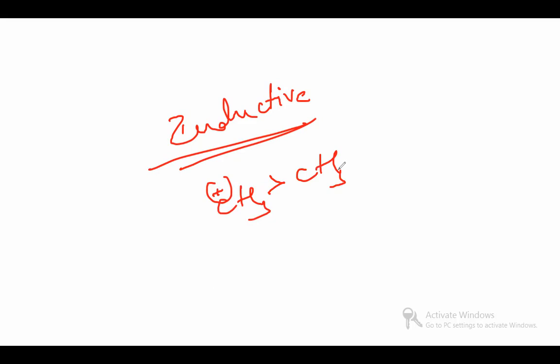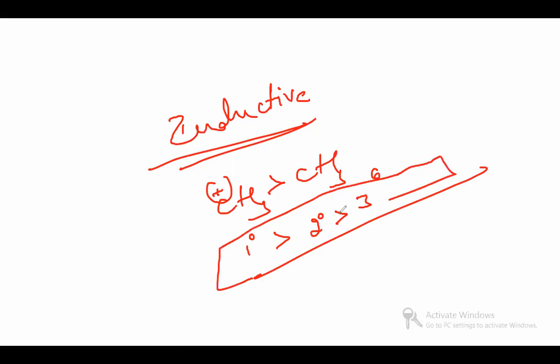CH3 plus is greater than CH3CH2 plus. In general CH3CH2 means secondary, but instead of that, I can now write primary, secondary, tertiary. 1 degree carbocation greater than 2 degree carbocation greater than 3 degree carbocation. This is the general stability of carbocation, and it can be explained with the help of the inductive effect. You need to remember that.